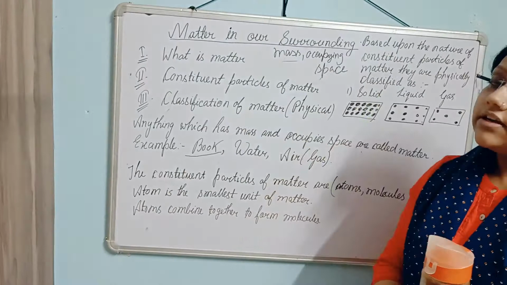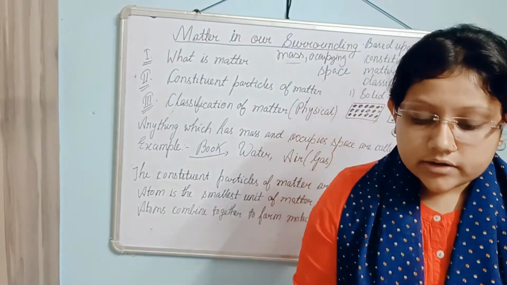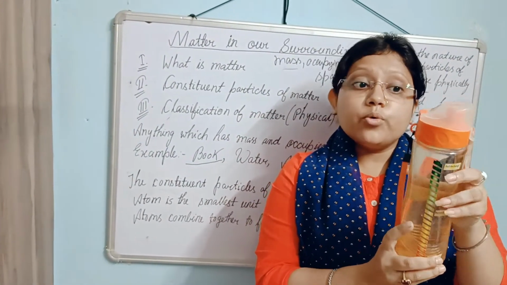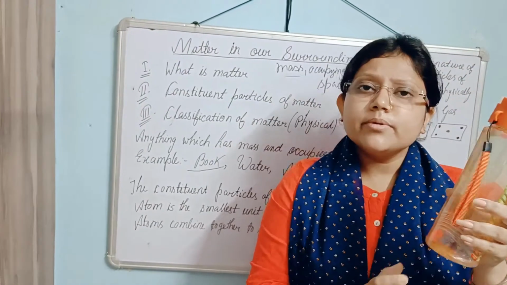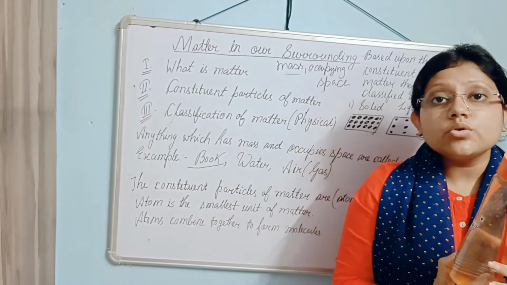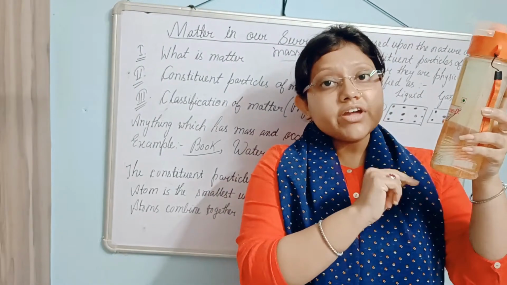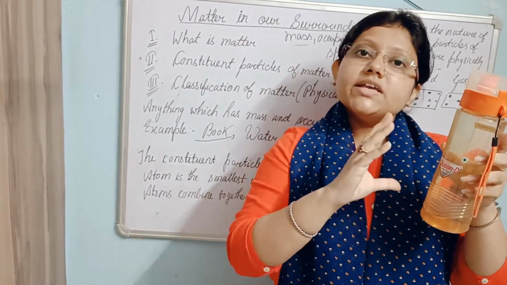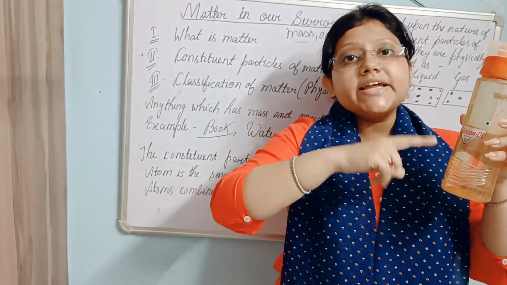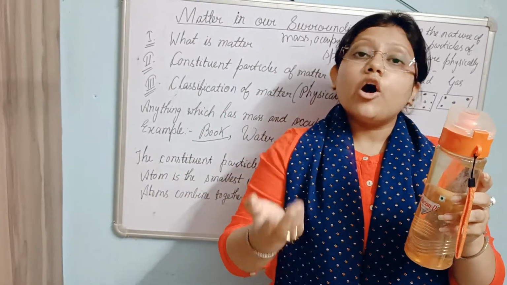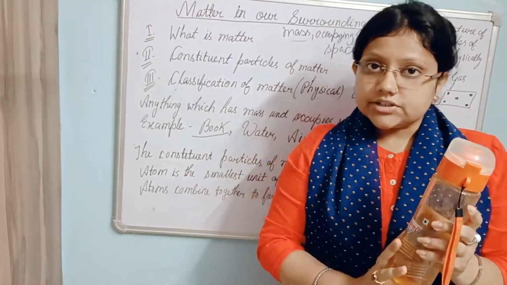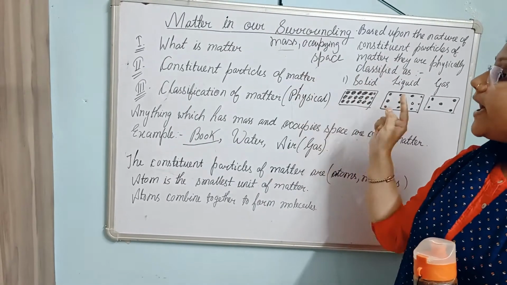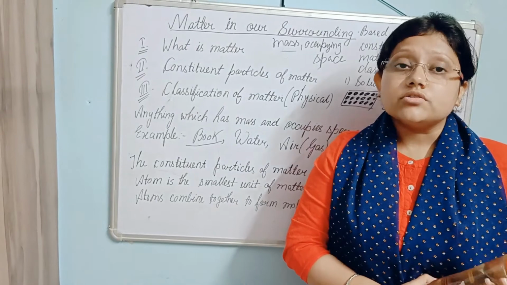Now what about the second characteristic, occupying space? Now suppose I am asking you to add a glass of water more in this particular bottle. Can you do this? The answer will be definitely no. Why? Because this bottle is completely filled. What does it mean? That the 1 liter bottle has a space of 1 liter in it and it is completely filled. We are not able to add any other glass of water in it. So we can say that water also meets both the characteristics, mass and occupying space. So we can say that water is also a matter.